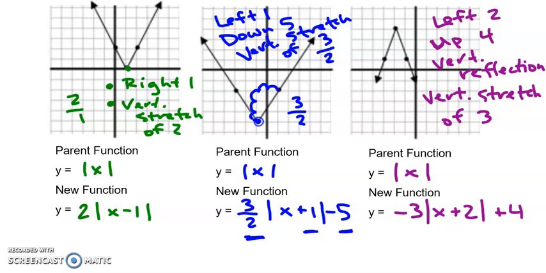Our last example, our vertex is to the left 2 and up 4. So +2 on the inside, +4 on the outside. It's a vertical reflection since it's open down, so I need a negative out front here. And then I have to go down 3 and over 1 to get to my next point.